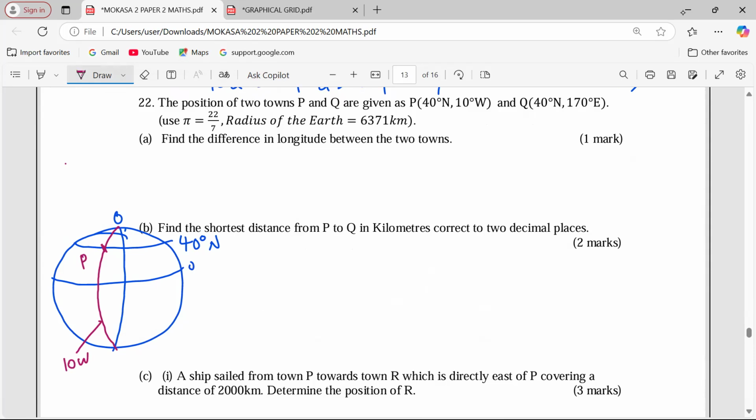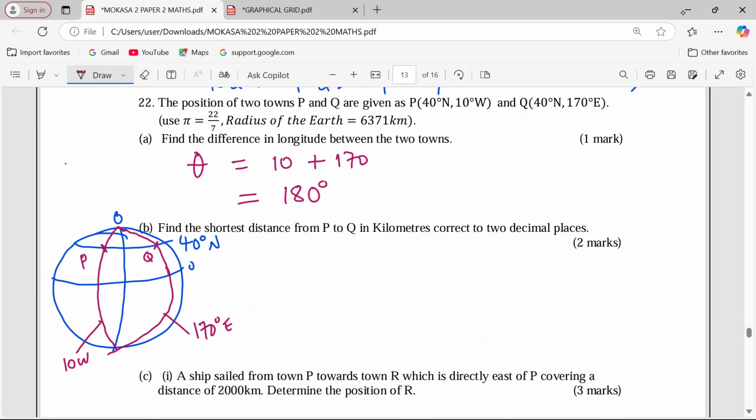Then 170 in the east. That is the farthest east. This is 170 in the east. This is where place Q is. So from P to Q, what is the angle difference there? When two places are on opposite sides of the prime meridian, the angle difference should be added. Therefore, the longitude difference should be 10 and 170. We move through an angle of 180 degrees between the two places.